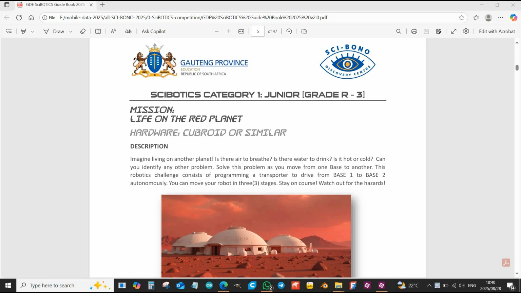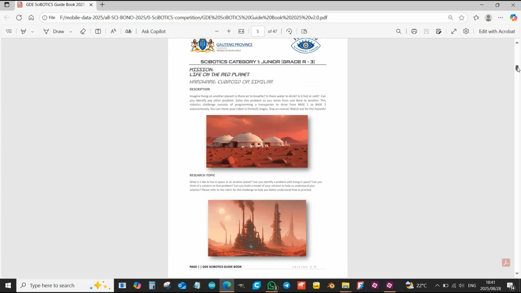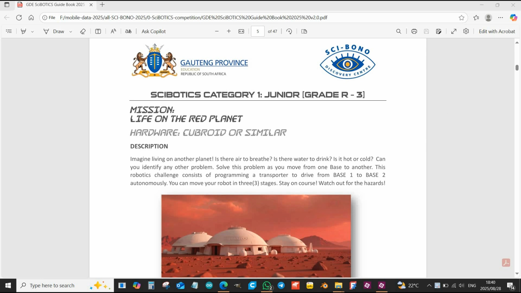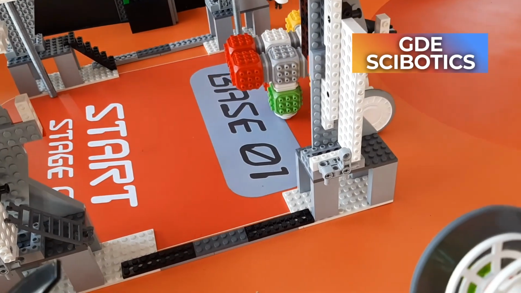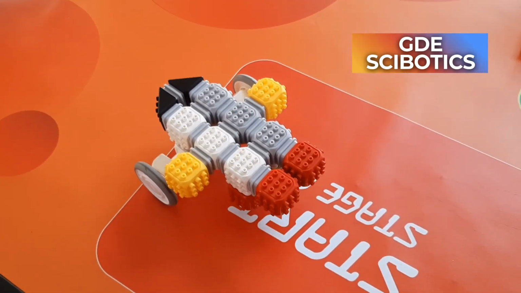For Life on the Red Planet, we'd like to say to young people, imagine living in space. Imagine living on another planet. Is there air to breathe? Is there water to drink? Is it hot or cold? Can you identify any other problems? This robotics challenge consists of programming a transporter to drive from base 1 to base 2 autonomously.